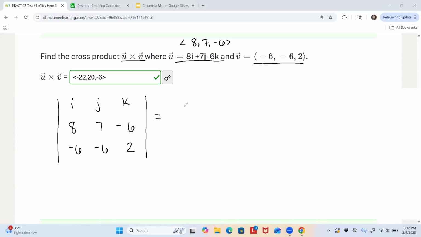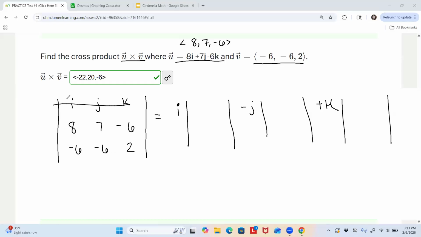Okay, and now do the cofactor expansion, always with the first row. And if you just always use the first row, you don't have to do the negative 1 thing. This one will just be regular i, then it'll be minus j and positive k if you always just use that first row. Okay, if you cross out i, what's left? Like that. So 7, negative 6, 2.